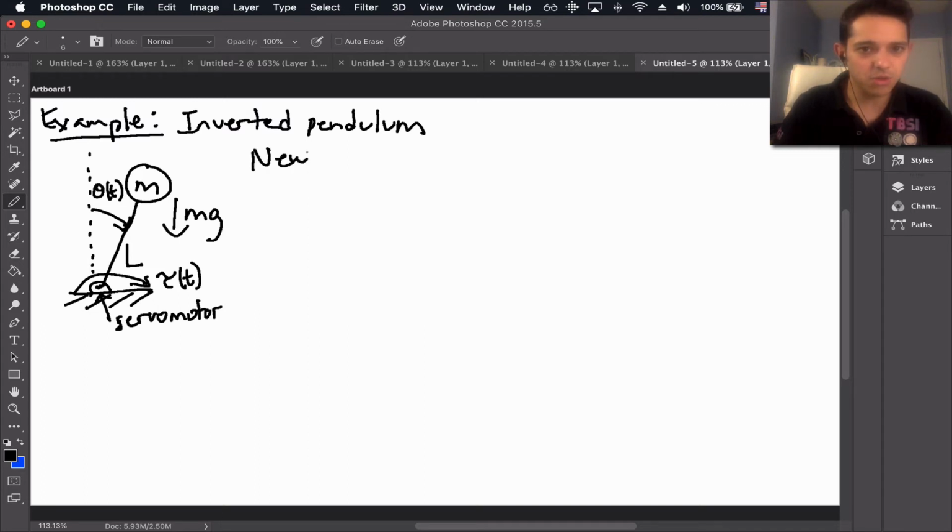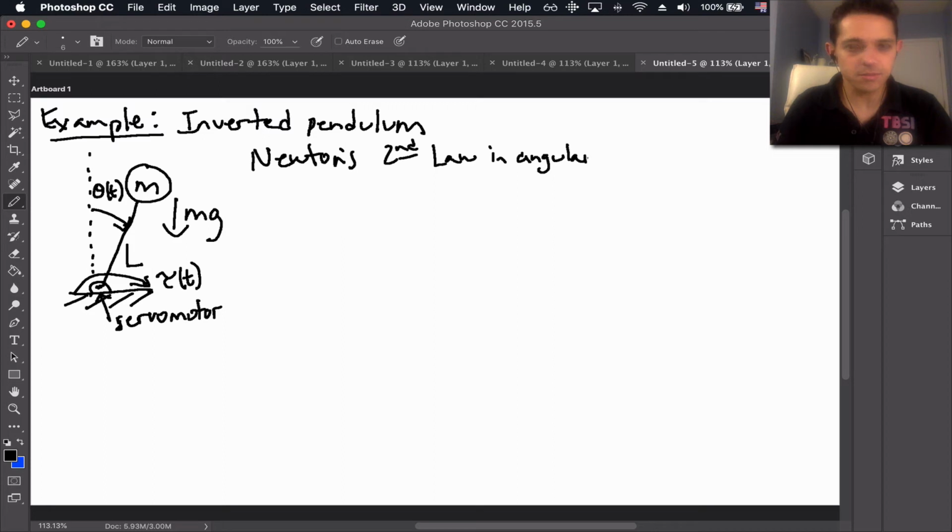And to do so, you will basically just need to consider Newton's second law, but in angular coordinates, where the angular acceleration of the pendulum times the rotational inertia is going to be equal to the sum of torques acting on the bob here.